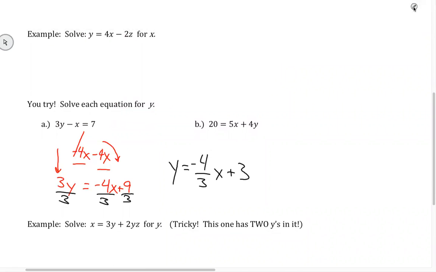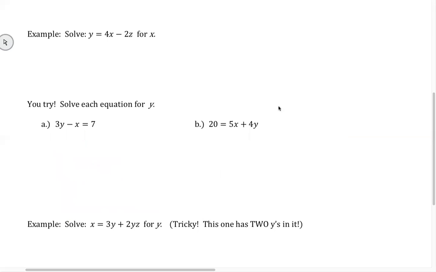Now, we have this. We have y equals 4x minus 2z. It's arbitrary. Let's say I want to solve for x. Now, if I want to solve for x, I have to get x all by itself. So I think to myself, if I cover up the x's, how do I get rid of minus 2z? Add 2z.